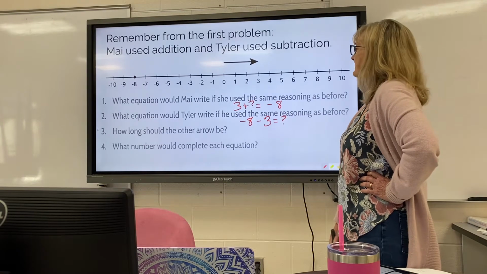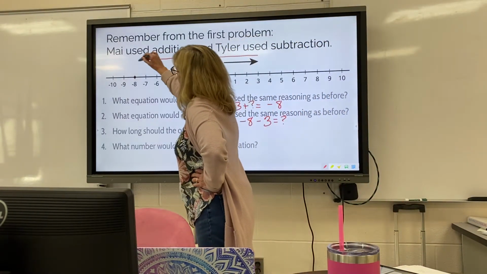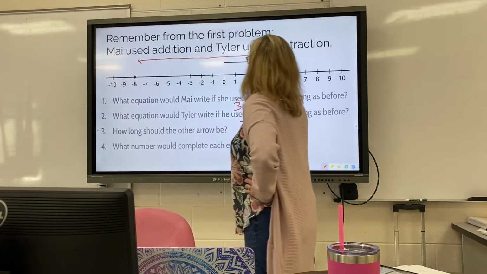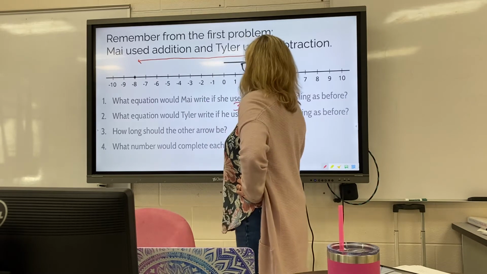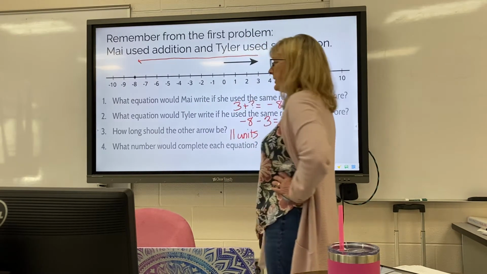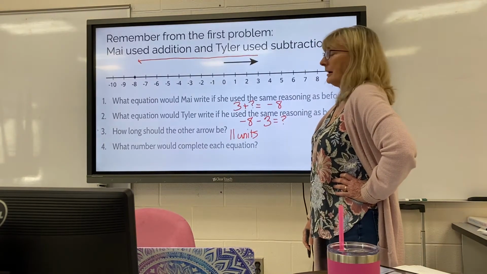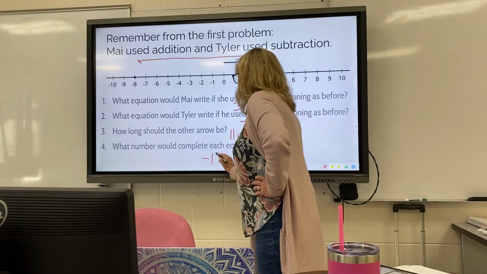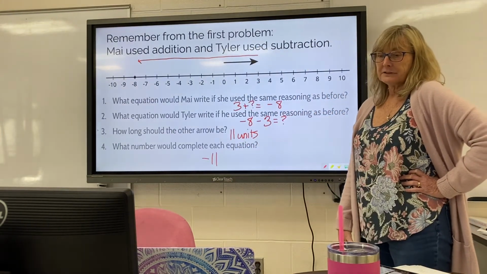So how long does my arrow have to be? One, 2, 3 units, and then 8 more units, so it's gonna be 11 units long. But what is the number that completes the equation? -11. -11, because that one is going in the negative direction. It's going to the left.